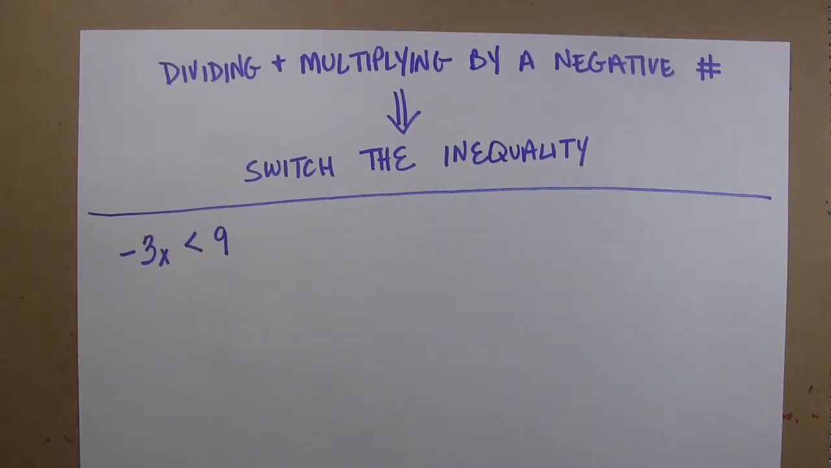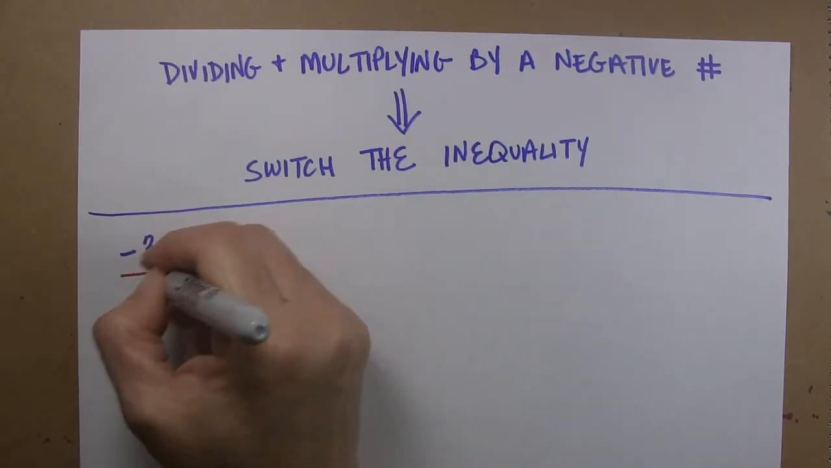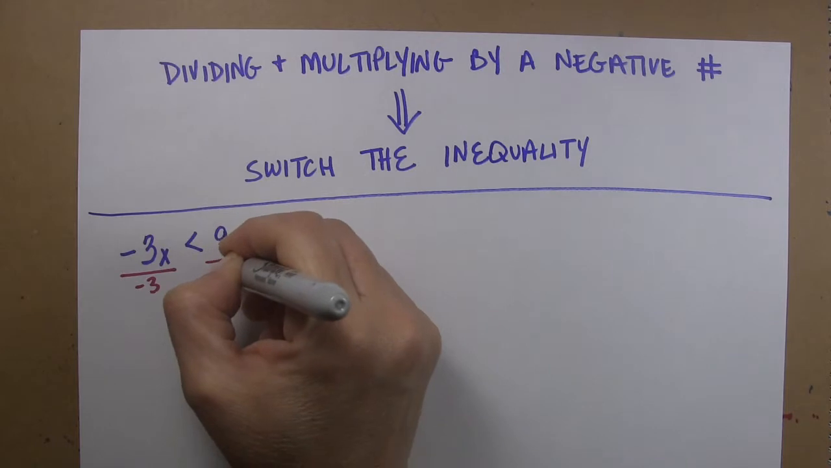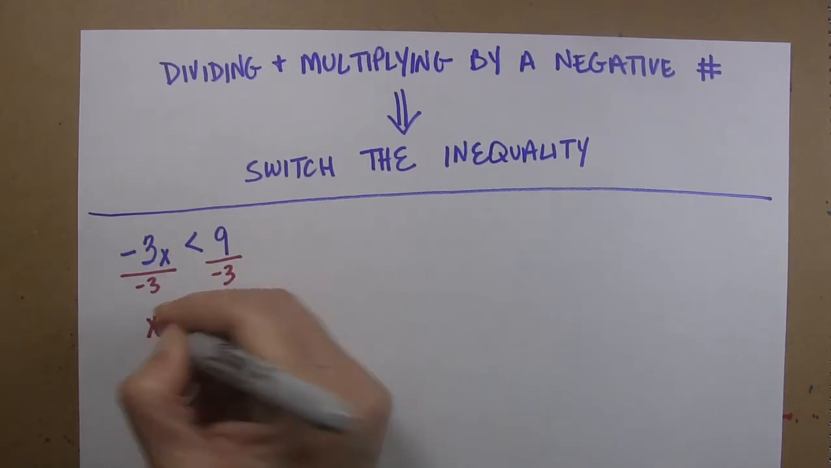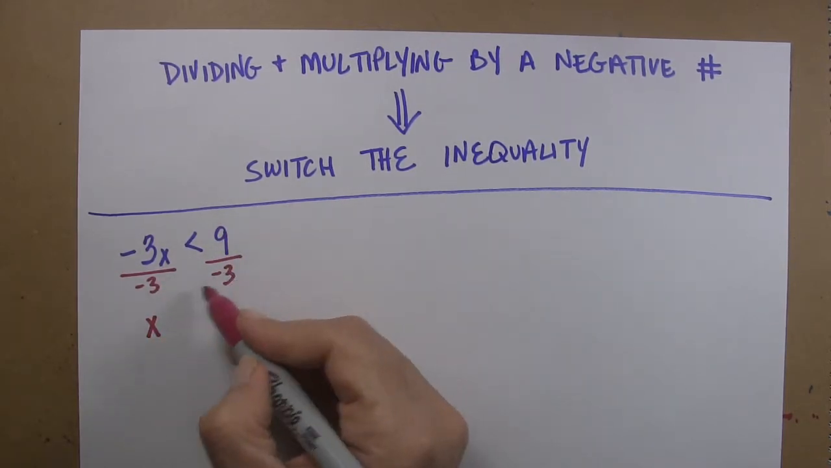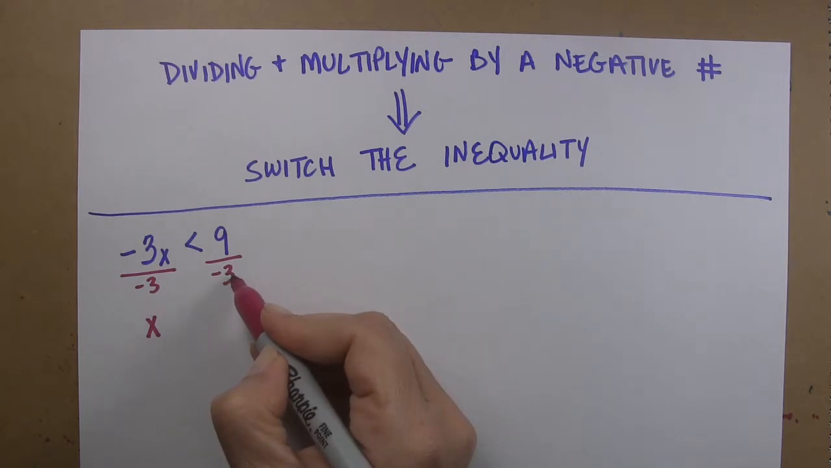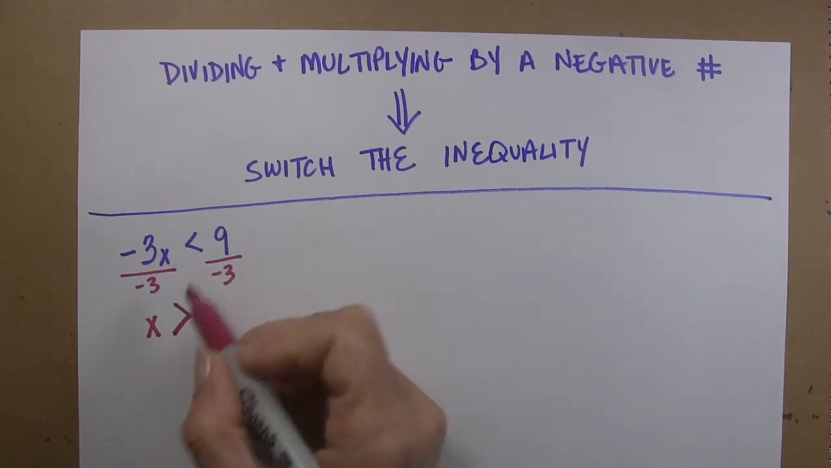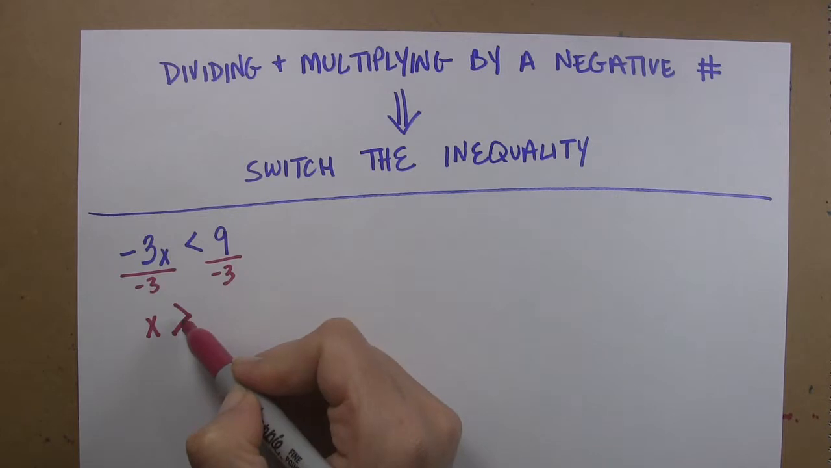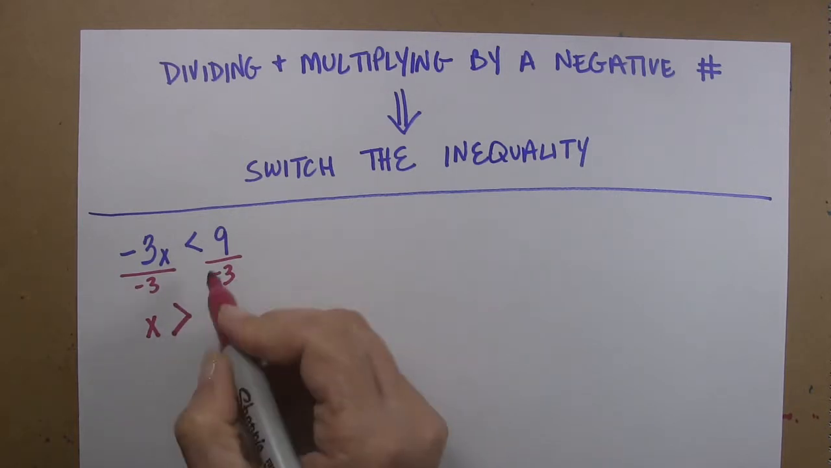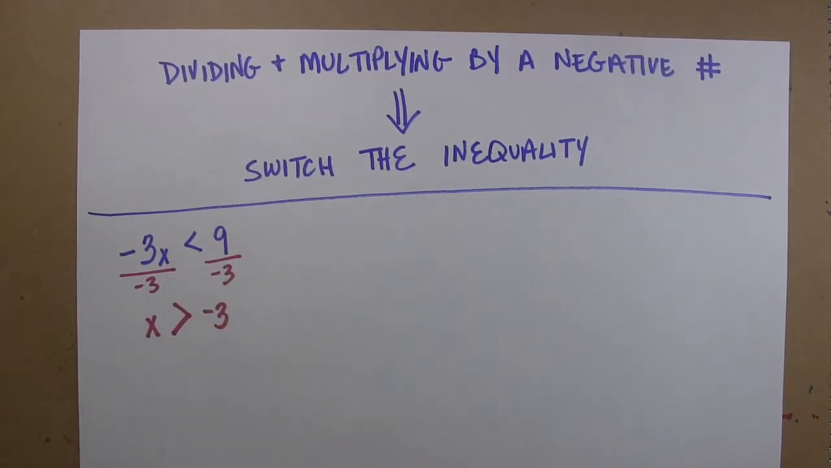Okay, let's solve. All right, let's divide both sides by negative 3. Now, what you would do here is you would say, oh, look, I'm dividing by a negative number. That means I have to do the reverse of this inequality and then do this math over here just like usual. So now as long as x is greater than negative 3, this equation works. Let's just check it out.